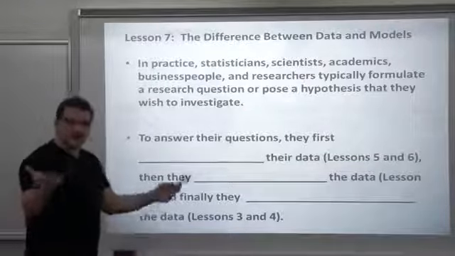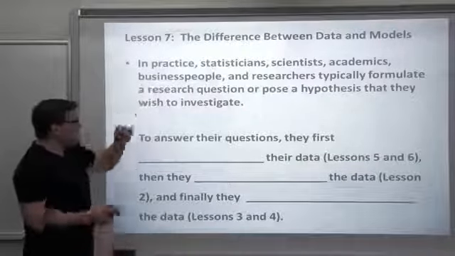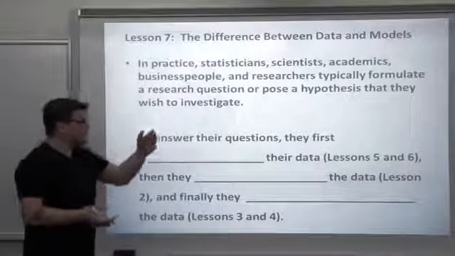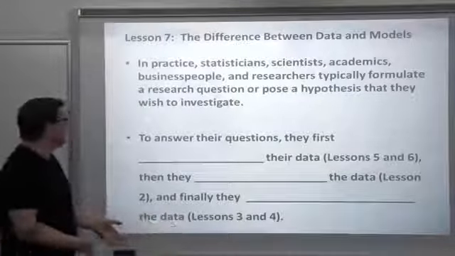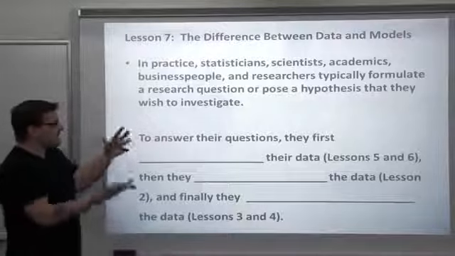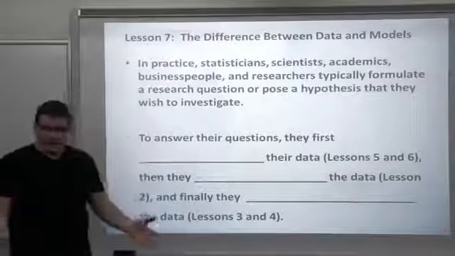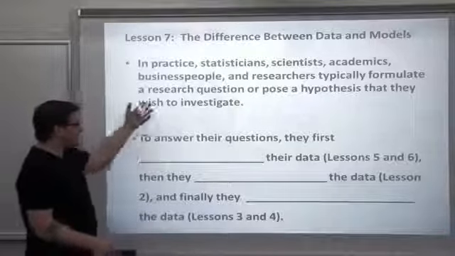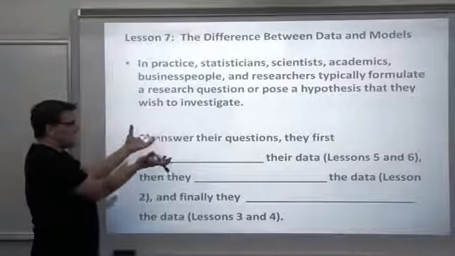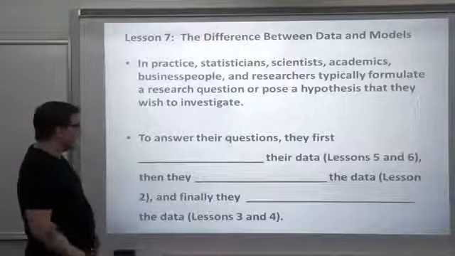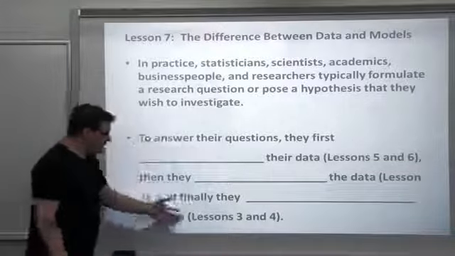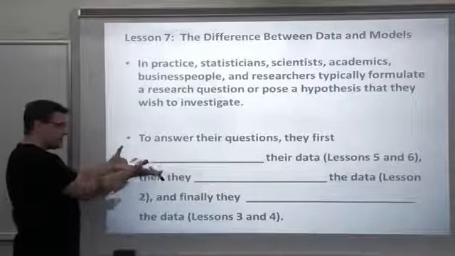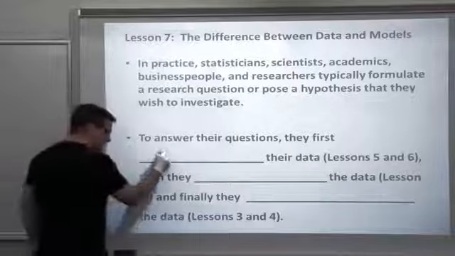In the first unit, we looked at data. In practice, what happens, students? So statisticians, scientists, academics, business people, etc. Typically what they'll do, they'll formulate a research question, and once that research question has been formulated, what they'll do is they'll collect data to investigate their hypothesis. Okay, so this is what we've done so far. To answer questions, first what we need to do is collect our data.